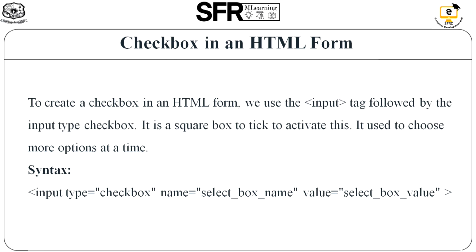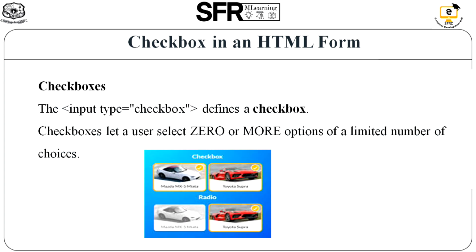Next, now let us see the checkbox element in an HTML form. To create a checkbox in an HTML form, we use the input tag followed by input type equal to checkbox. It is a square box to tick to activate this. It is used to choose more options at a time. Syntax, input type equal to checkbox, then name equal to select box name, then value equal to select box value.